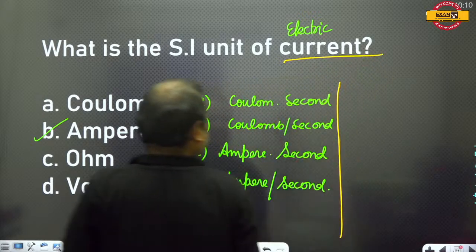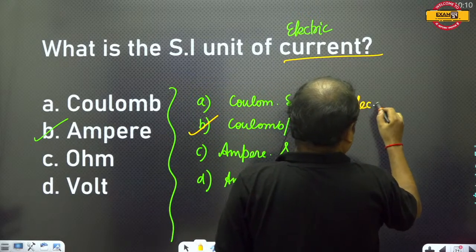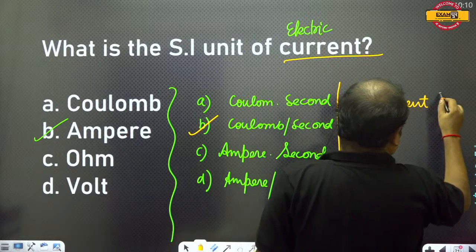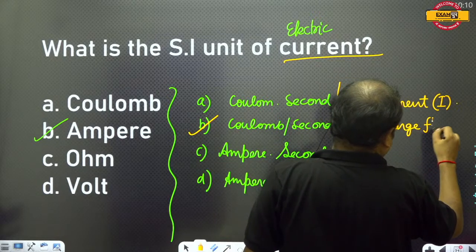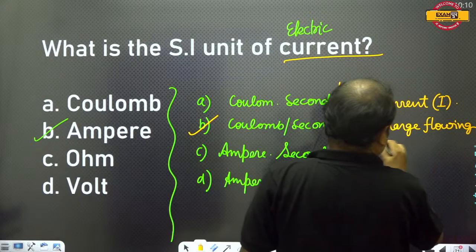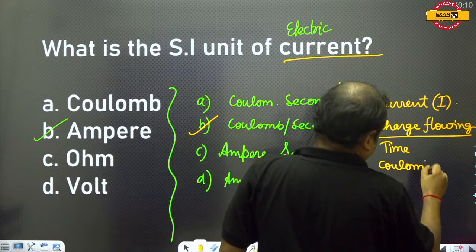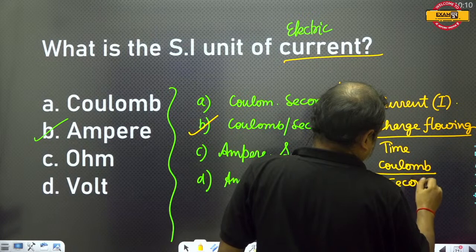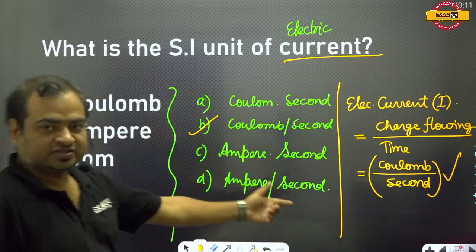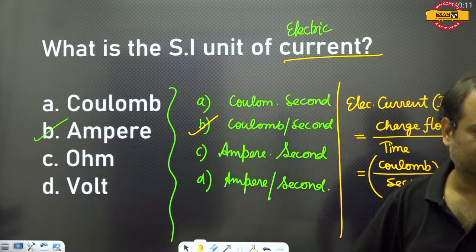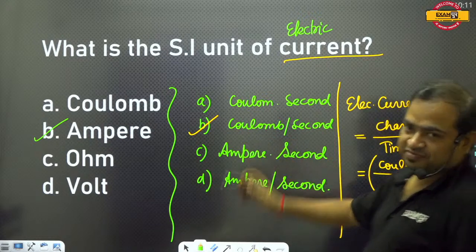If we talk about electric current, then B for Bombay will be the correct answer, because electric current is denoted by I, which is equal to charge flowing upon time. This is coulomb per second. So here B will be the correct answer.